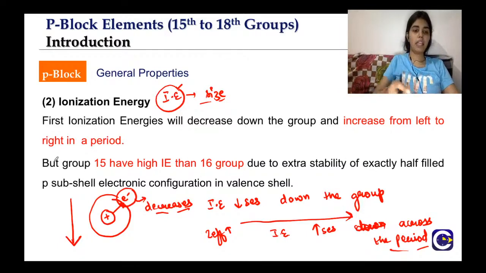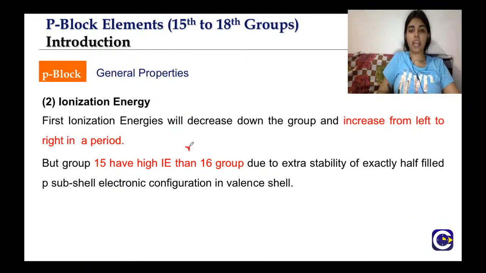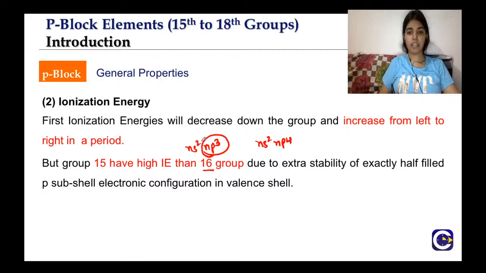But there is an anomaly here. If you see group 15, group 15 has higher ionization energy than group 16. Why? If you write down the general electronic configuration of group 15, it is ns2 np3, right? While in the case of group 16, it is ns2 np4. So here it is p3, that means the shell is half filled, right?